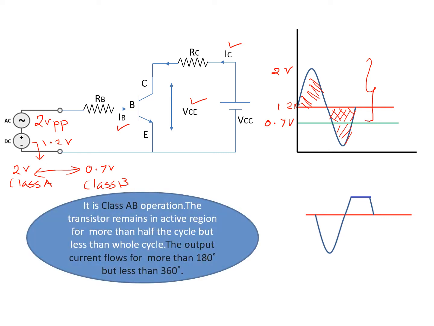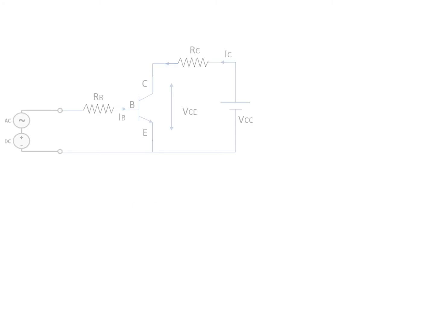So we can conclude that it is class AB operation. In this, the transistor remains in active region for more than half the cycle but less than the whole cycle. And the output current flows for more than 180 degree but less than 360 degrees. Now let's move to the last class of operation.